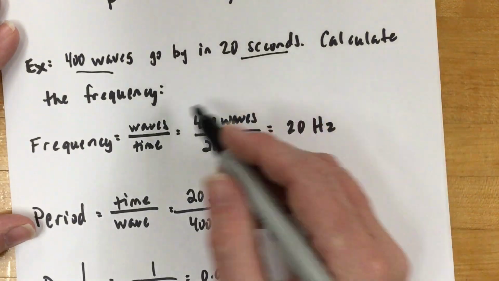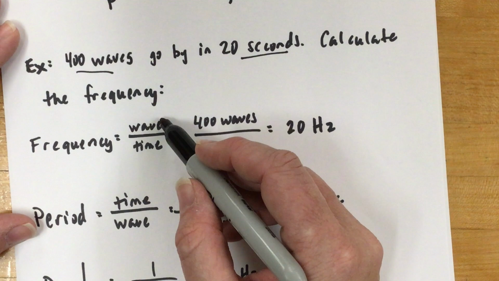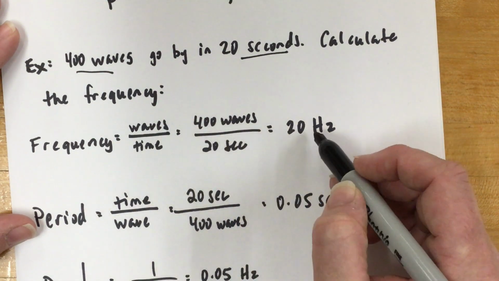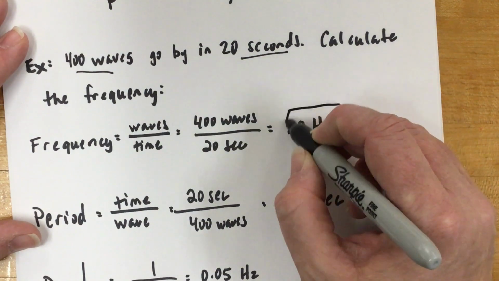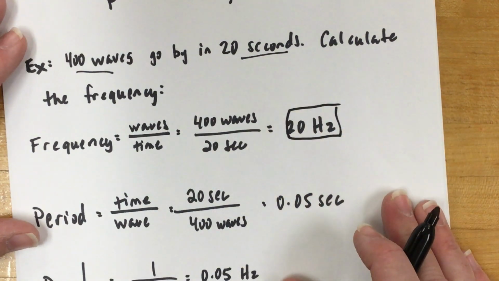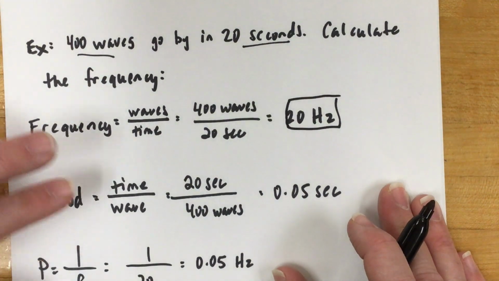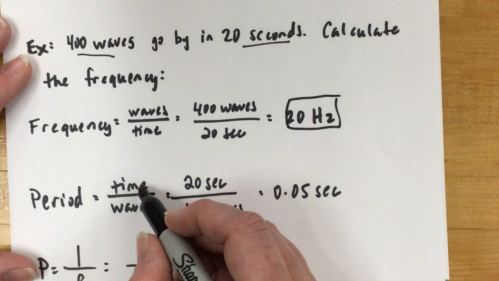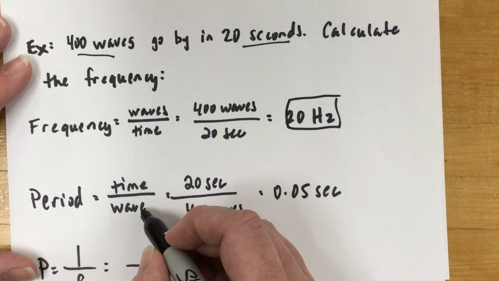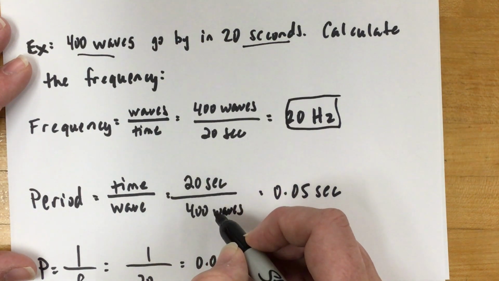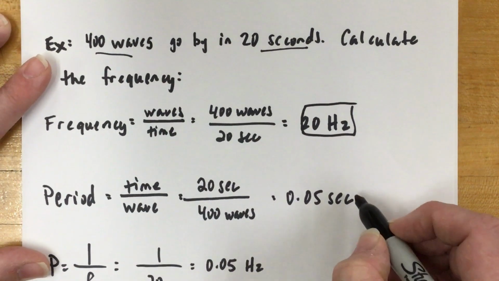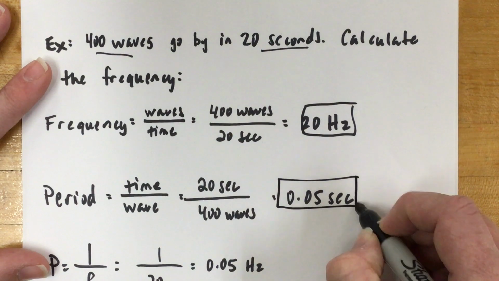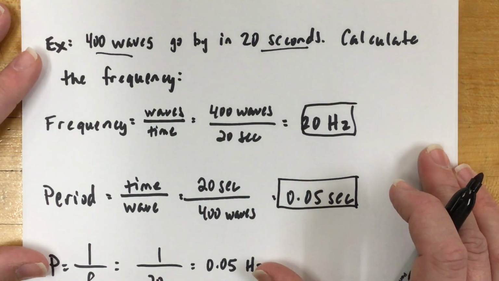So we'll take our total waves over our total time. These are our wave cycles over our total time. 400 waves divided by 20 seconds, we would get 20 hertz. This would be the frequency that we have here. And the period would be the reverse of that, where we would take the total time divided by the number of waves. And so in this case, we would take 20 seconds divided by 400 waves, and we would get 0.05 seconds. And this would be the period of those waves.